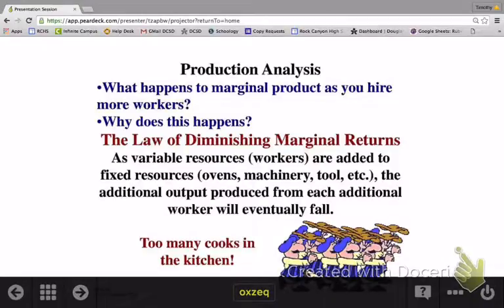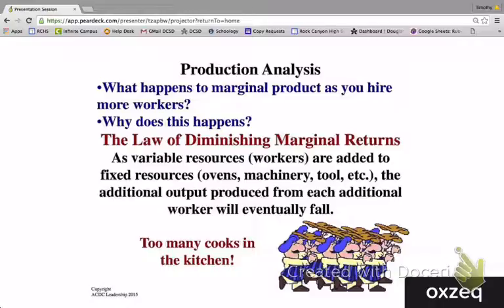So what happens to marginal product then as we hire more workers, and why does this happen? Well, this is what we refer to as the law of diminishing marginal returns. As variable resources are added to fixed resources, and remember, in the short run we said at least one input is fixed, okay? And oftentimes this fixed input is a capital good, such as an oven, machinery, tools, because it takes a certain amount of time to increase our capital. Variable resources like raw materials and labor often tend to be easier to change very quickly. And so in the short run, we can increase those.